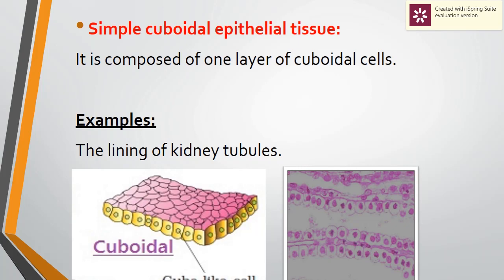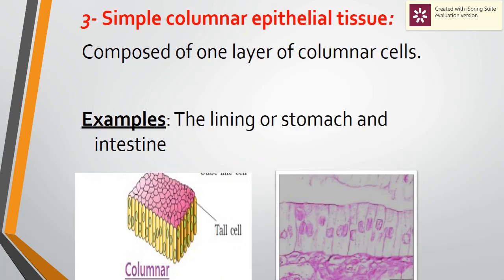So they are covering different parts. One of them covers the blood capillaries and alveoli, which is simple squamous. The simple cuboidal covers the lining of the kidney tubules. The third one, simple columnar epithelial tissue, is composed of one layer of columnar cells, and they line the stomach or the intestine. They are like columns, columnar cells adjacent to each other, one layer of tall cells.